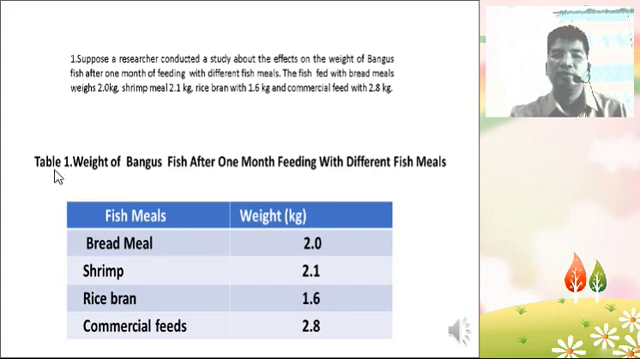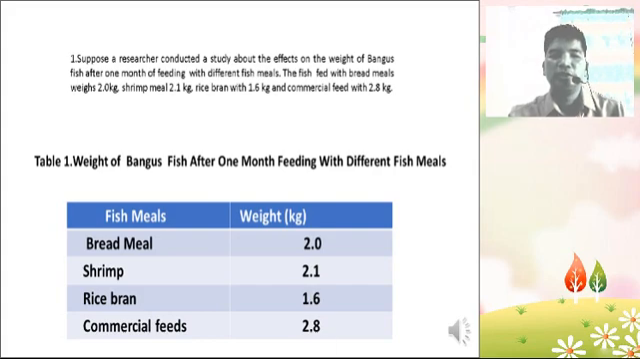Okay, we have here the table number, Table 1. We have here the title, Weight of Bangus Fish after 1 Month Feeding with Different Fish Meals. You can get this title from this situation, okay? Then we have here the table. We have the independent variable, the fish meals, and of course the dependent variable, which is the weight in kilograms. Under fish meal, we have the different data: bread meal, shrimp, rice bran, and commercial feeds. For the weight, we also have 2.0 kilograms, 2.1, 1.6, and 2.8 kilograms. Okay? So who among you got the same answers?